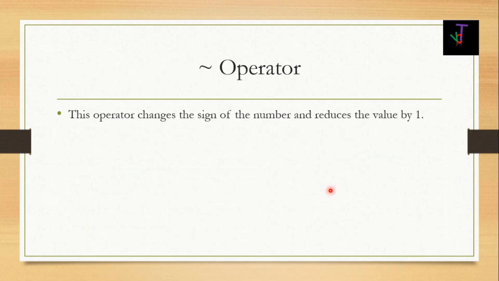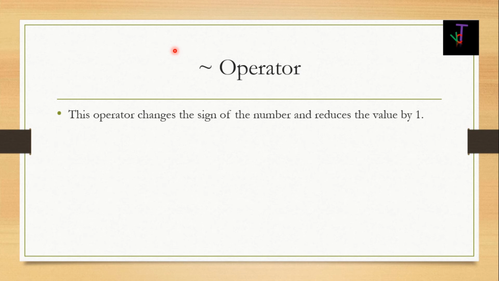Now moving on to the tilde operator. This operator changes the sign of the number and reduces the value by 1. So changing the sign of the number, that means that if a number is a positive number, then it becomes negative, or if a number is negative, then it becomes positive. And reduces the value by 1, that is it subtracts the value by 1.